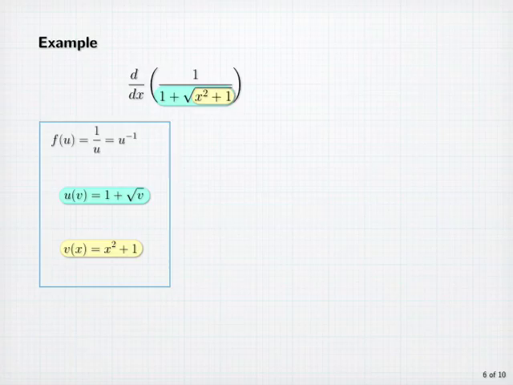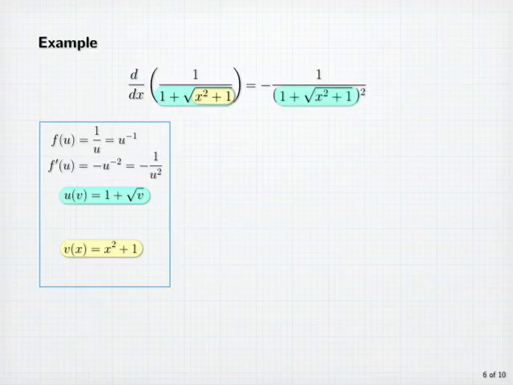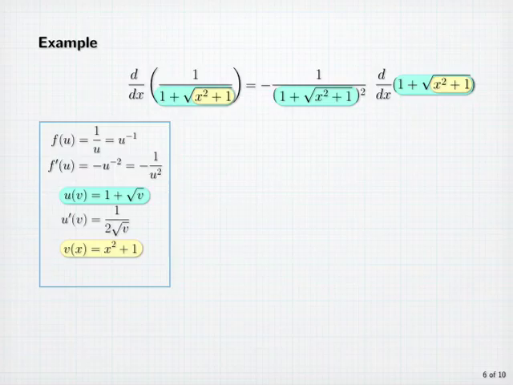The derivative of the outermost function here is minus 1 over u squared, so we write minus 1 over u of v squared, or (1 plus the square root of x squared plus 1) squared, and multiply by the derivative of 1 plus the square root of x squared plus 1. So now we're looking at the derivative with respect to x of u of v. The derivative of u with respect to v is 1 over 2 times the square root of v.